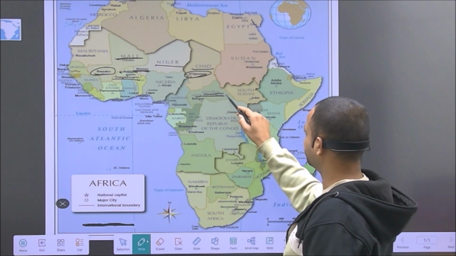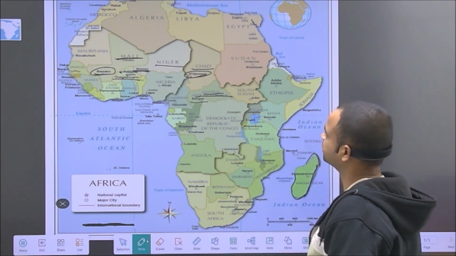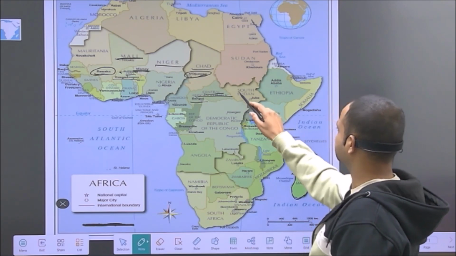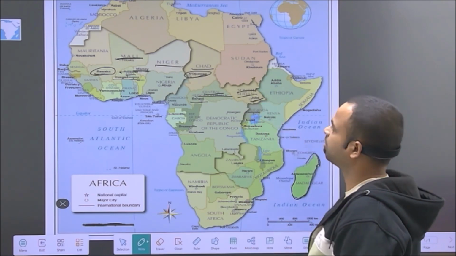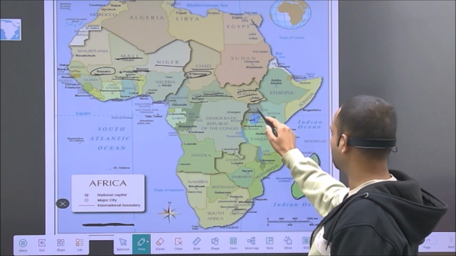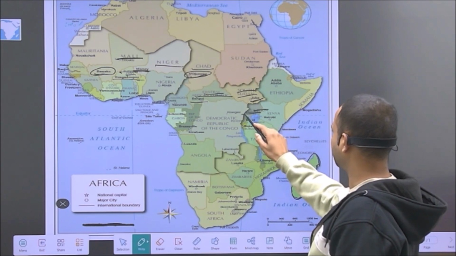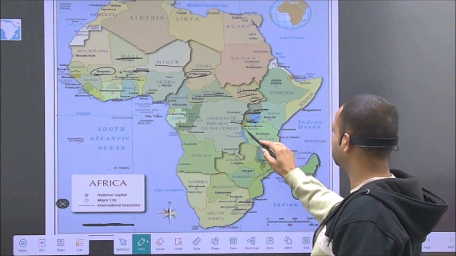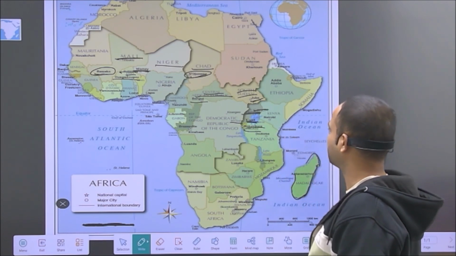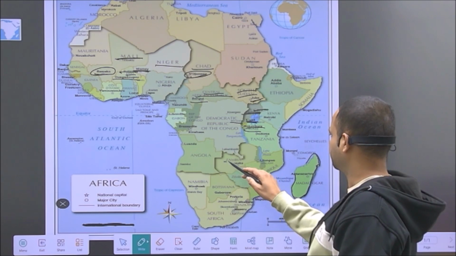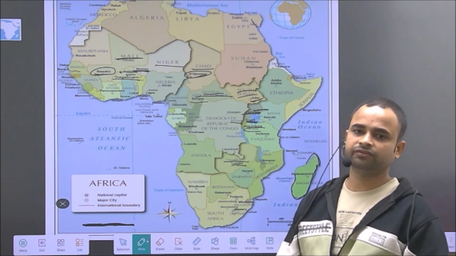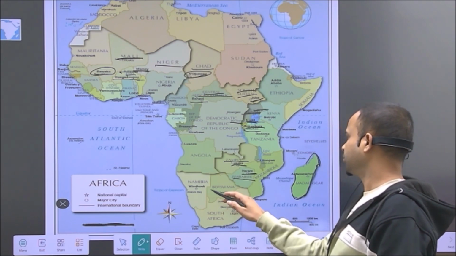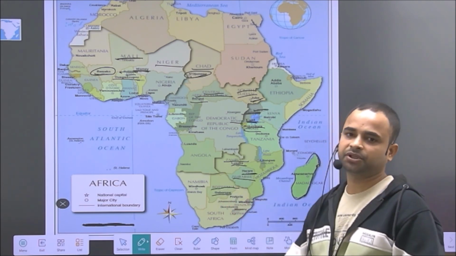Central African Republic. Bangui is the capital of the Central African Republic. Democratic Republic of Congo, I have discussed. South Sudan. Juba is the capital of South Sudan. Uganda. Kampala is the capital of Uganda. Rwanda. Kigali is the capital of Rwanda. Burundi. Bujumbura is the capital of Burundi. Zambia. Lusaka is the capital of Zambia. Zimbabwe. Harare is the capital of Zimbabwe. Botswana. Gaborone is the capital of Botswana.